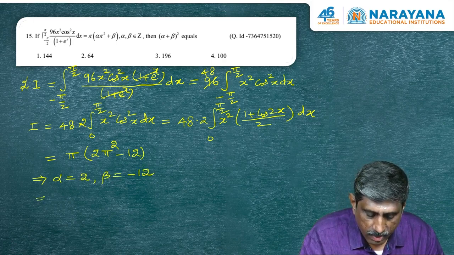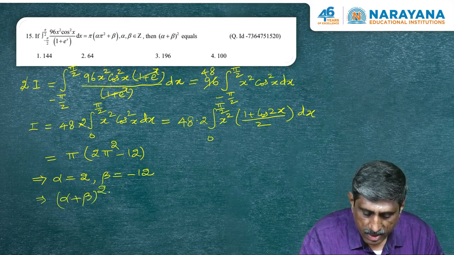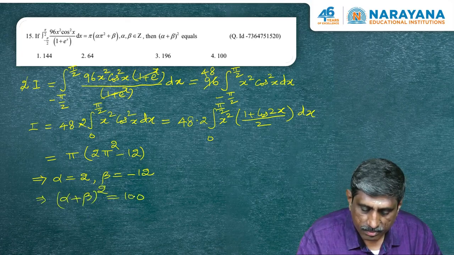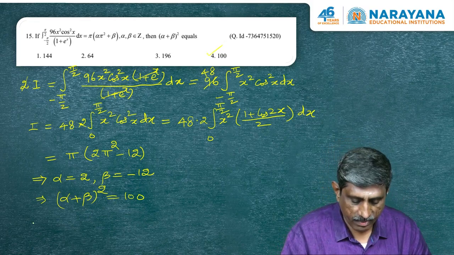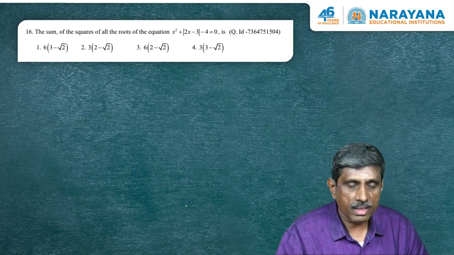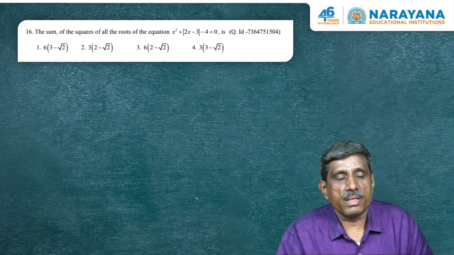So, alpha plus beta the whole square is going to become 100. So, the answer for this is 100 directly on simplification, which is question number 15. Let us move on to question number 16.